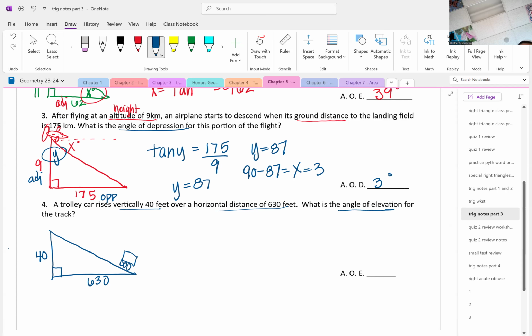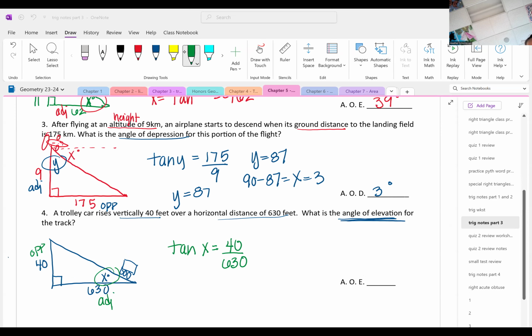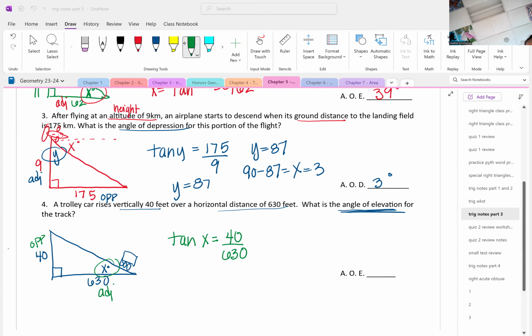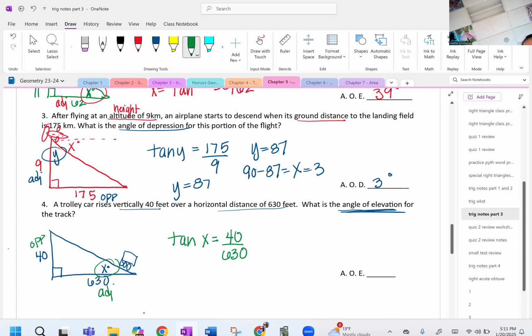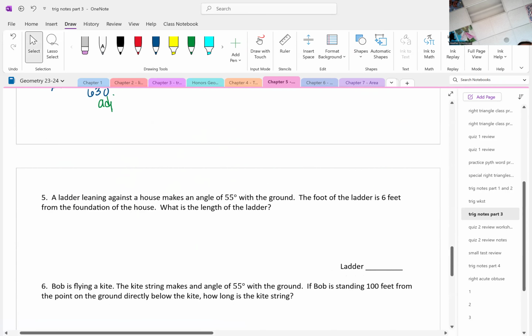And it doesn't matter what it's the angle of elevation of. If it's got those 3 words, then x is going to be in the bottom right corner. So looking at x, this is opposite, this is adjacent, so that's tangent. So I have the tangent of x equals opposite 40 over adjacent 630. So to solve, I'm going to do the inverse tangent of 40 divided by 630, and it's an angle, so we round to the nearest whole degree. So that would be 4 degrees. And again, it's small, but that's okay because the trolley car has a lot of work to do to get up the hill.